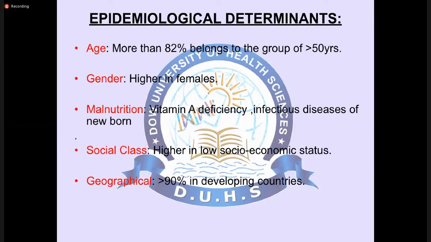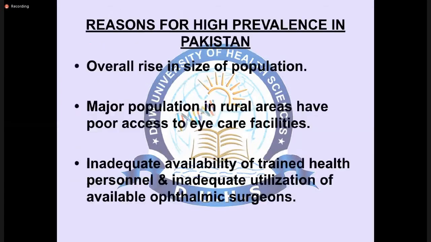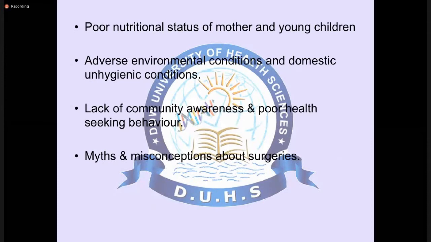Epidemiological determinants: age, gender, malnutrition like vitamin A deficiency, social class, geographical factors. Reasons for high prevalence in Pakistan: overall rise in the size of the population, major population in rural areas with poor access to eye care facilities, inadequate availability of trained health personnel, and inadequate utilization of available ophthalmic surgeons. Poor nutritional status of mother and young children, adverse environmental conditions, and domestic unhygienic conditions. There are increasing cases of conjunctivitis and trachoma. Then lack of community awareness and poor health-seeking behavior.